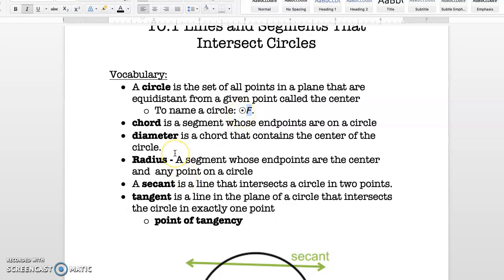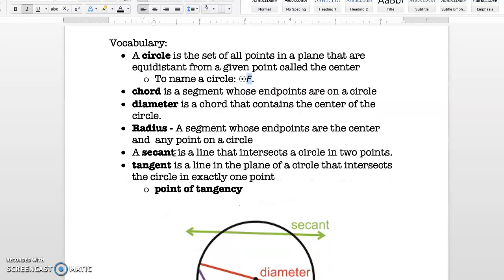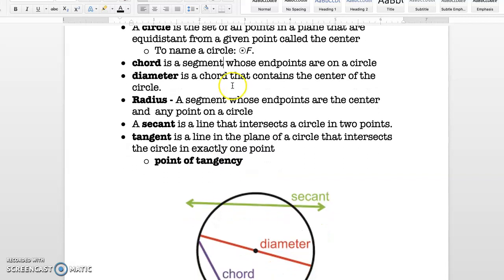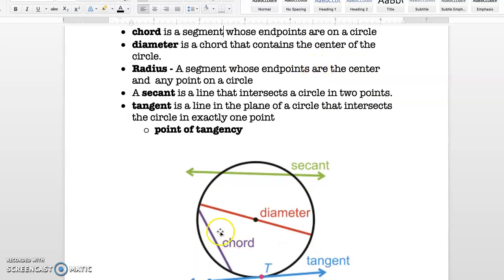Another part of a circle that we're going to focus on is a chord. Now, a chord is specifically a segment, so I would probably underline or highlight that word in your definition if you printed out these notes or are writing them down. And its endpoints are on a circle. So here's this purple chord. Notice it's a segment, so it's not continuing through on either side of the circle. And one endpoint is on this upper side of the circle, and the second endpoint is more towards the bottom.